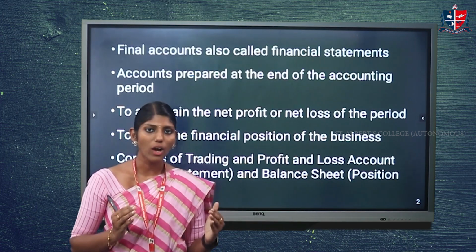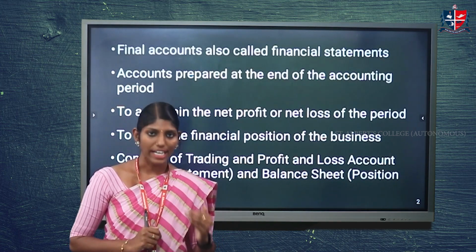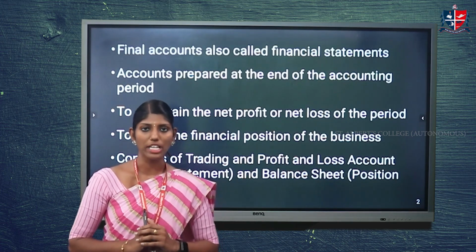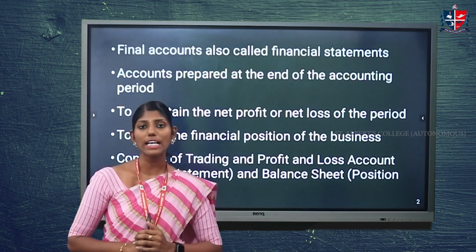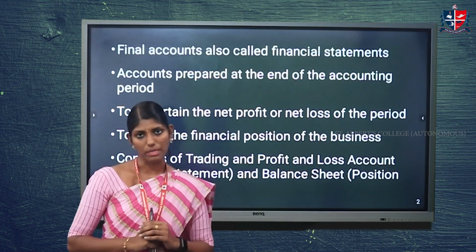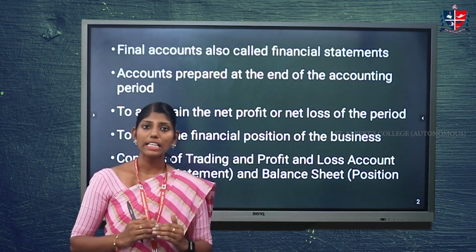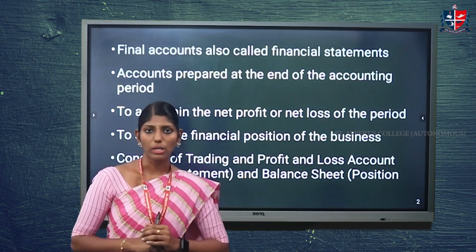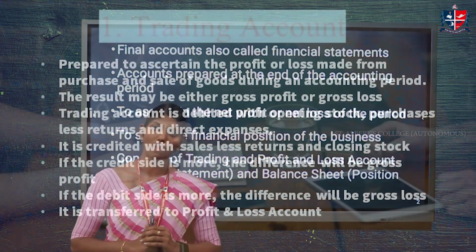These are the accounts prepared at the end of an accounting period. Mainly, these final accounts can be classified into two parts. Number one is the trading account and P&L account, which is also known as the income statement. And the second part is the balance sheet, which is also known as the position statement. These final accounts are prepared to ascertain the net profit or loss made during a particular period, and also to show the financial position of a business.